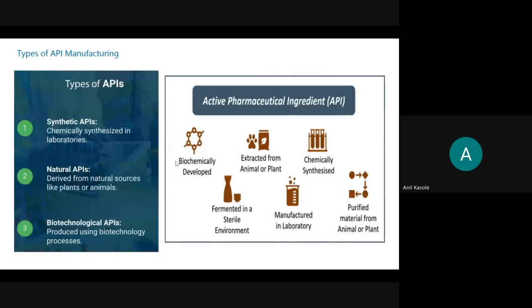So in order to make this product, there are various different types. Now here it is very important to understand what API means. API stands for active pharmaceutical ingredients. So there are basically three types of API. One is synthetic API, that means chemically synthesized in laboratories. Second is natural APIs, and third one is biotechnology.